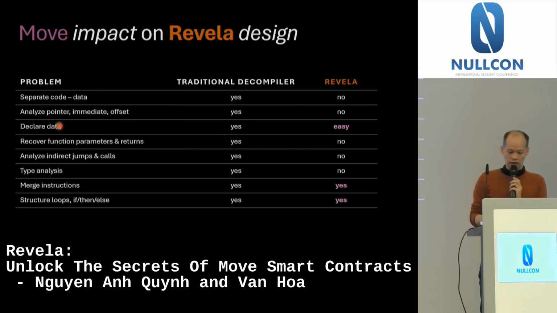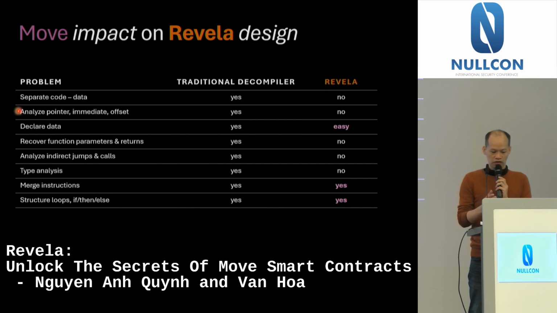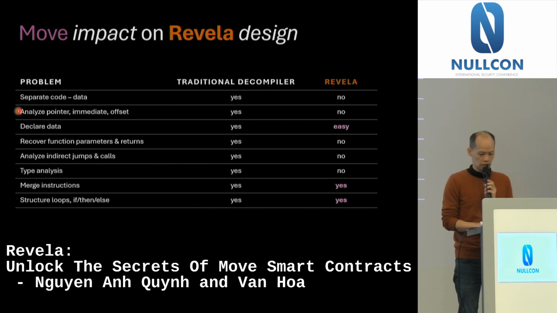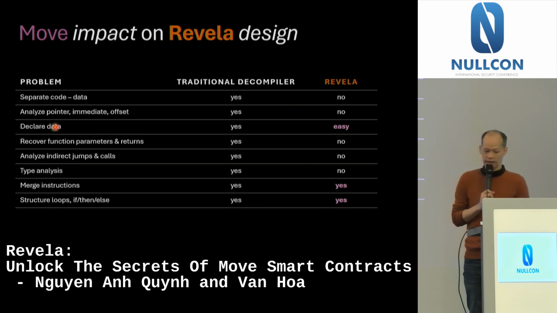In the traditional decompiler, for example, you want to decompile the low-level machine code. They have concepts like pointer or offset. Revela does not have that kind of concept. Declare data: Revela does not need to declare data, because we can recover all of that information from the Move bytecode binaries.